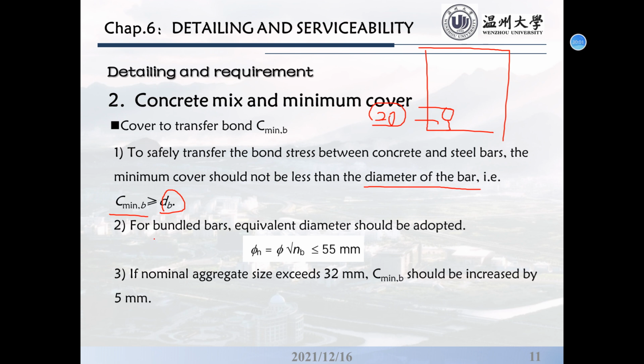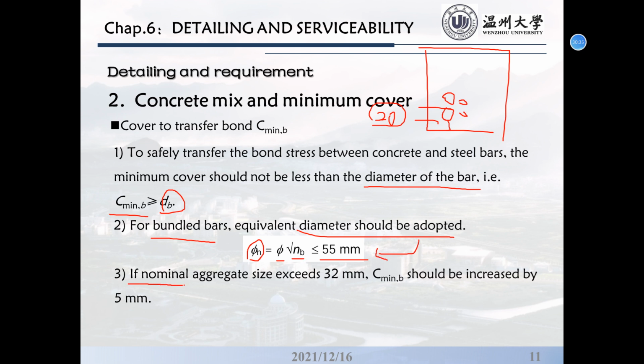Here, for bonded bars, it means there's not only one bar, there are several bonded bars. So the equivalent diameter should be adopted, like here. This is the number, this is the basic diameter, and this is the equivalent. So we use this one to judge whether it is satisfied or not.